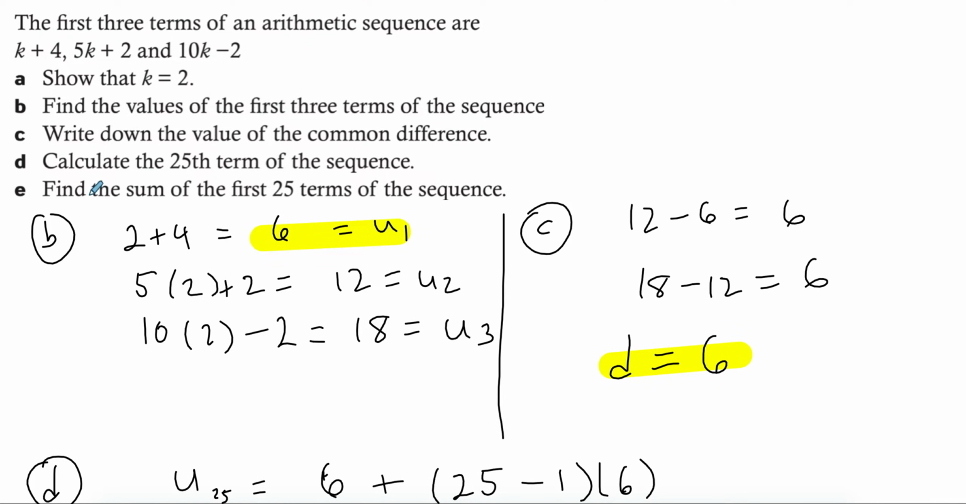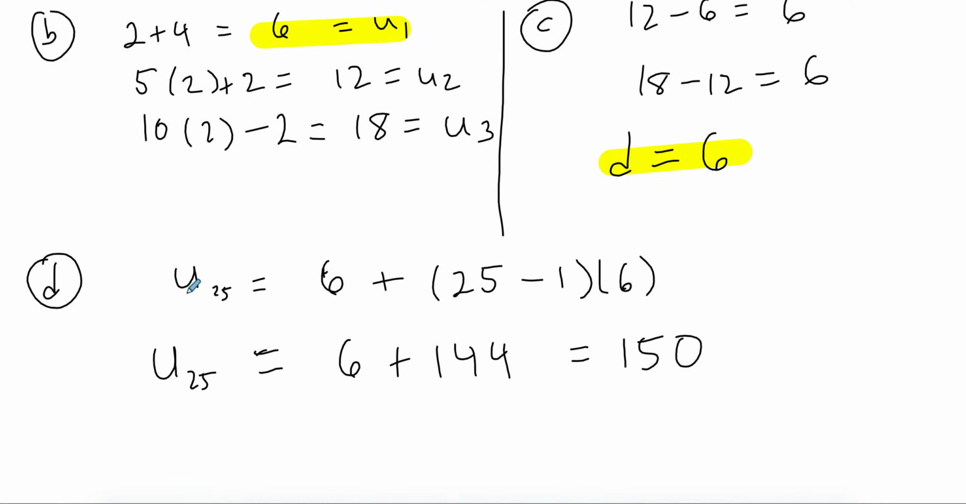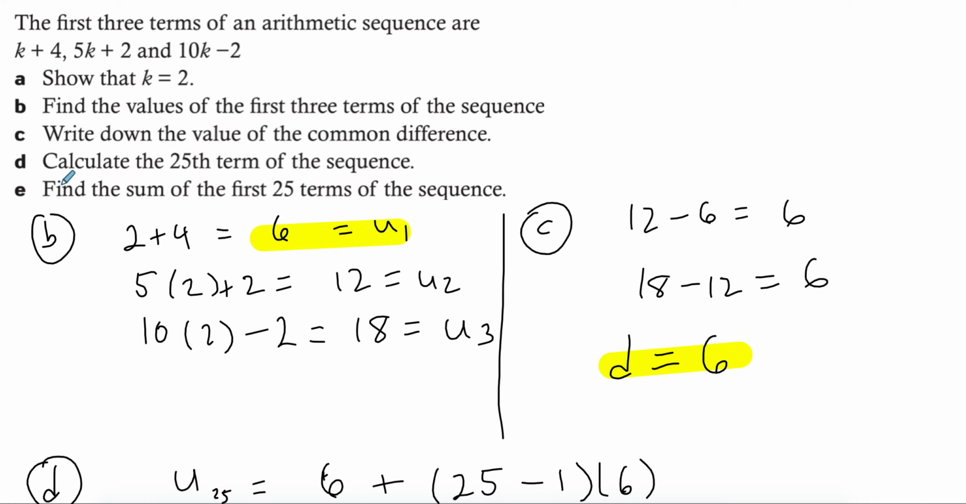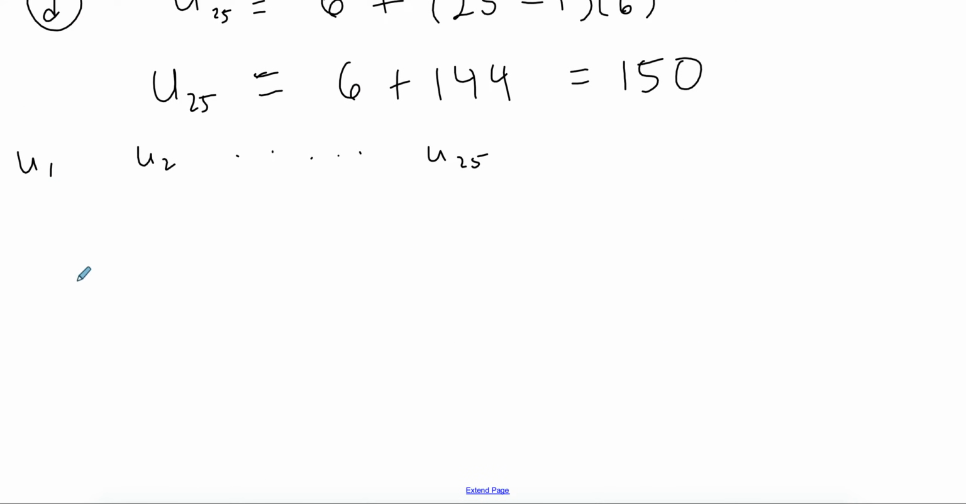For the last part, find the sum of the first 25 terms of the sequence, which means now that we have U1, U2 up until U25, we want to add all of these numbers. The long and really silly method is to actually find all the numbers and add them together. But you would obviously have to use the formula for the sum of the first n terms of an arithmetic sequence. So I'm going to use both formulas, but obviously one is easier than the other.